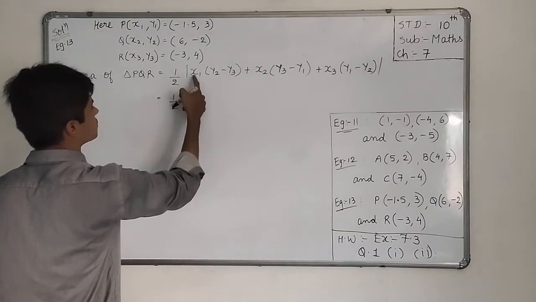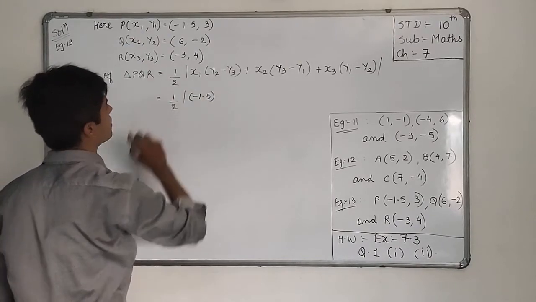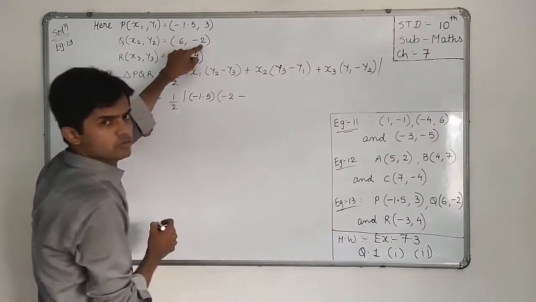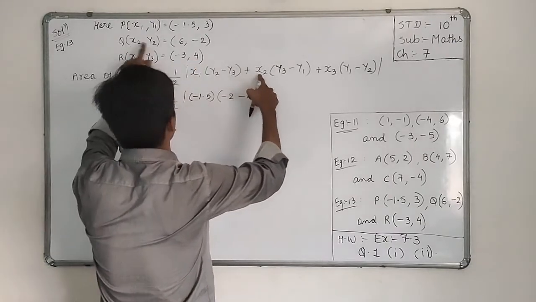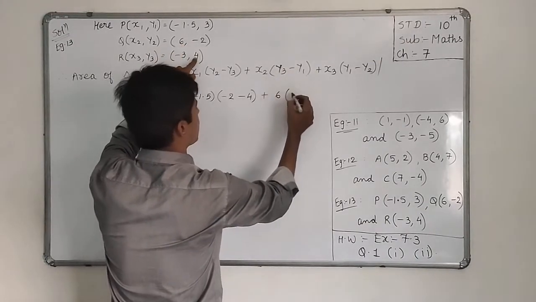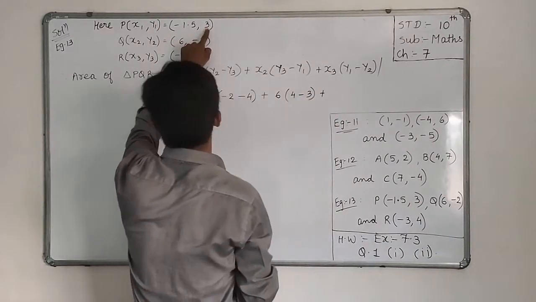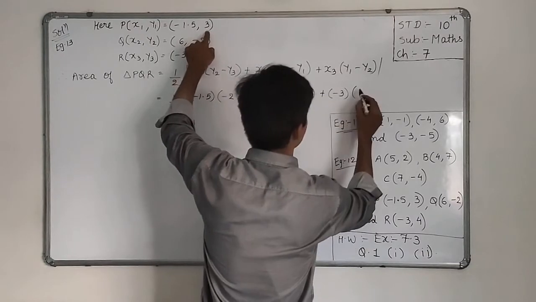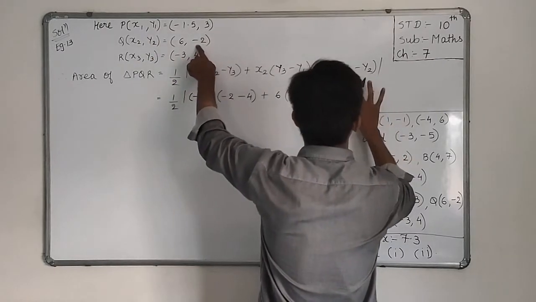Half, x1 is -1.5, so -1.5 multiplied with y2 minus y3. y2 itself is -2, minus is the sign of the formula, y3 is 4, plus x2 is 6, y3 minus y1: y3 is 4, minus y1 is 3, plus x3 is itself -3, y1 minus y2, y1 is 3, minus is the sign of the formula, y2 itself is -2.